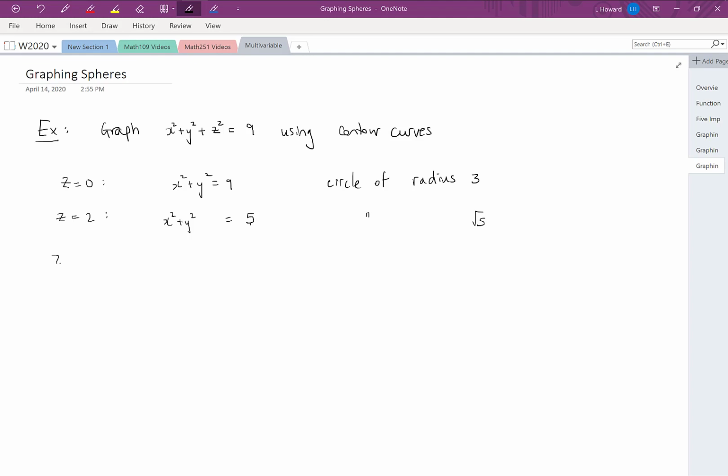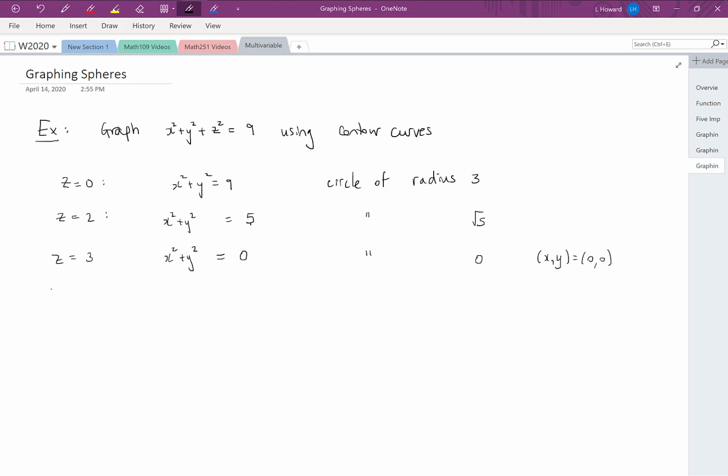Okay, let's try one more positive z value, like z equals 3, for example. Our equation would look like x squared plus y squared plus 9 equals 9. Or if we write that more concisely, x squared plus y squared equals 0. So in other words, that's giving us a circle of radius 0, or if we think of that differently, that's just saying the x and y values are both forced to be 0. So at z equals 3, x and y are both equal to 0.